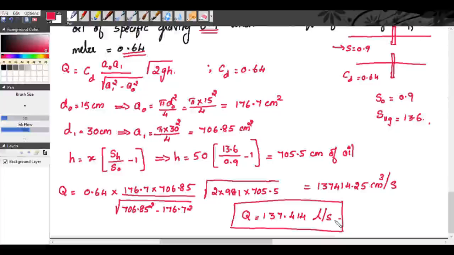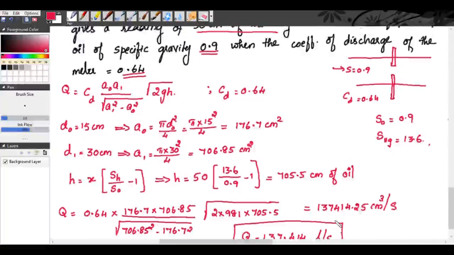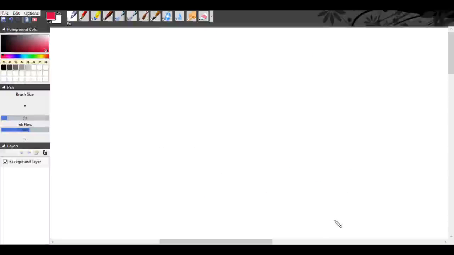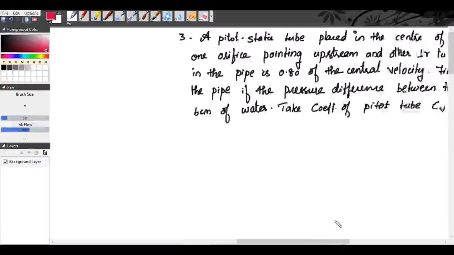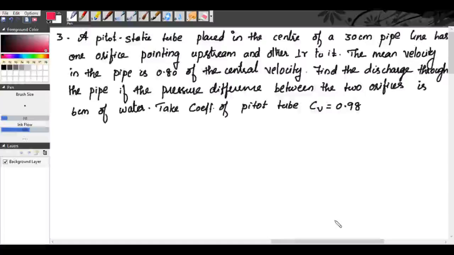Now we will move on to the next problems. So two problems we saw about orifice meter. Next few problems are on the application of Pitot tubes. You know a Pitot tube is nothing but a 90-degree bent tube, right? In order to find the velocity. And we know velocity V is equal to CV into root of 2GH. So a Pitot tube is a 90-degree bent tube.